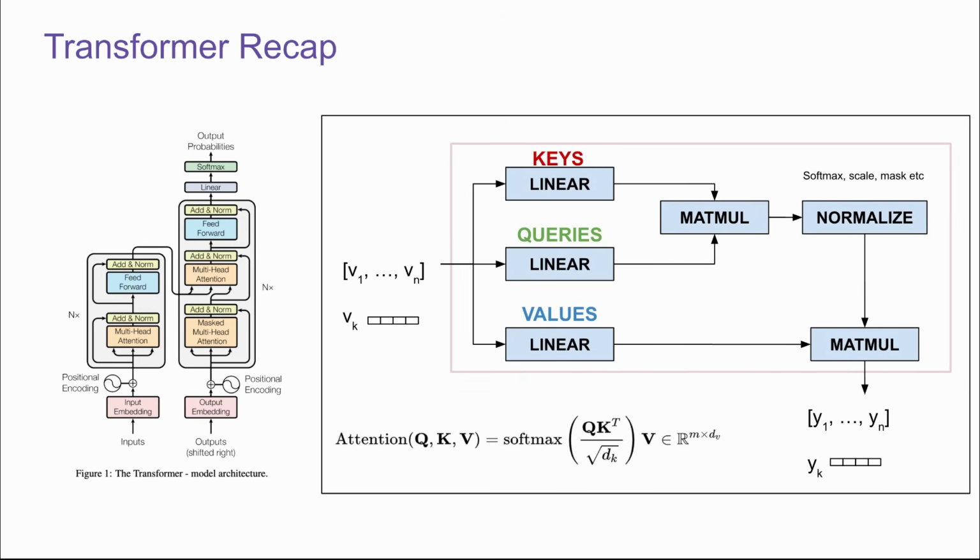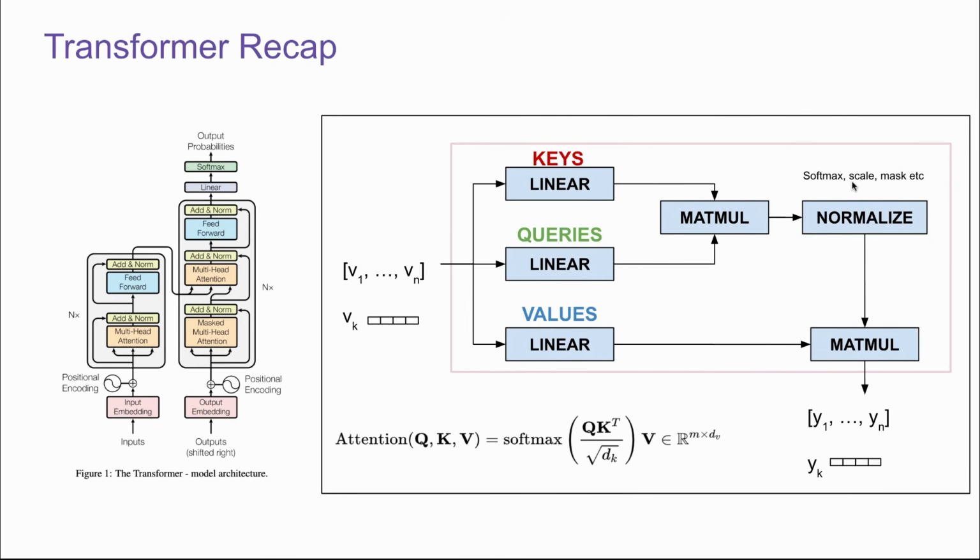Let's do a quick recap on transformers. This is the typical encoder-decoder based architecture. In the encoder, there's a multi-head attention block. In the decoder, there's a cross-attention block and a masked attention block. And if we dive into the attention block, this is basically what it does. Given a matrix of queries, keys, and values, this is the attention score. It basically does a matrix multiplication between queries and keys.